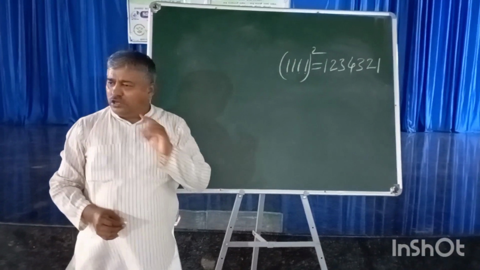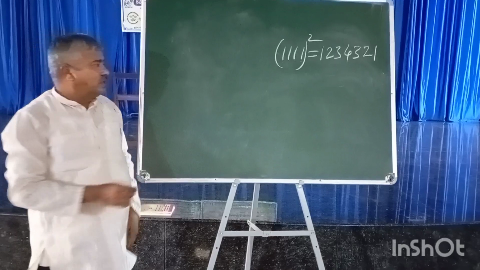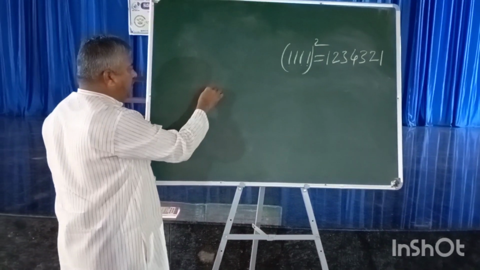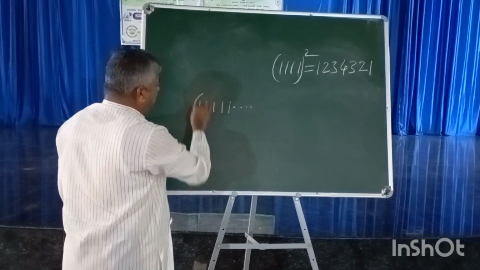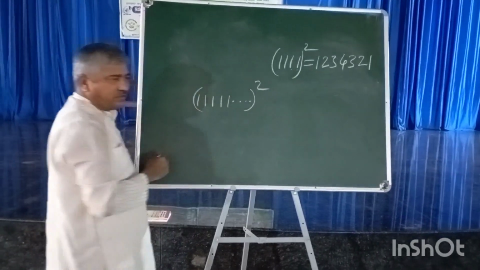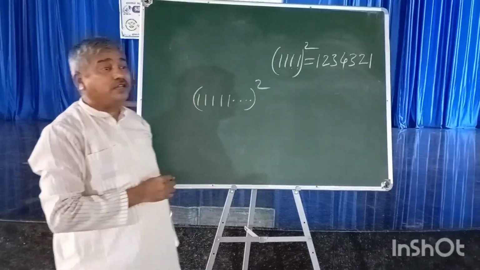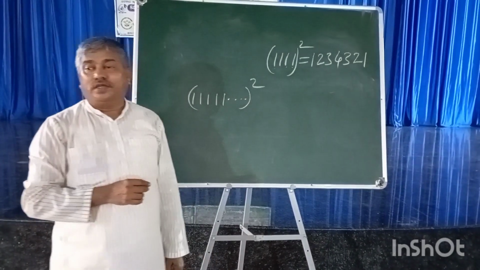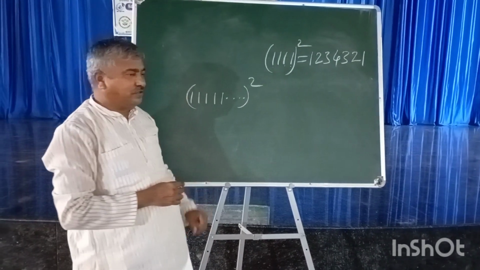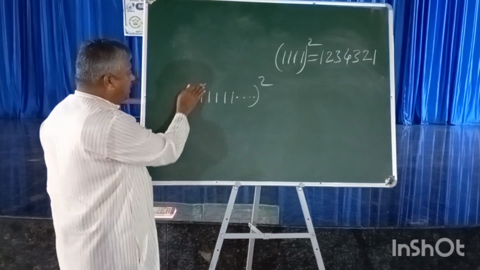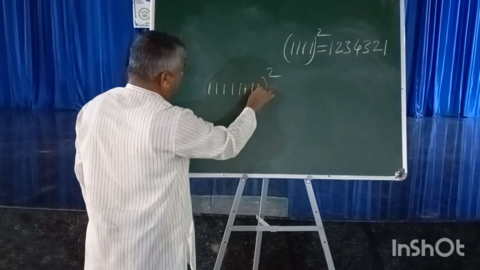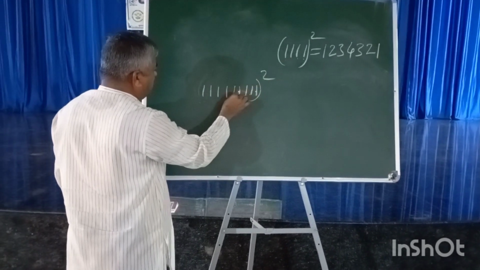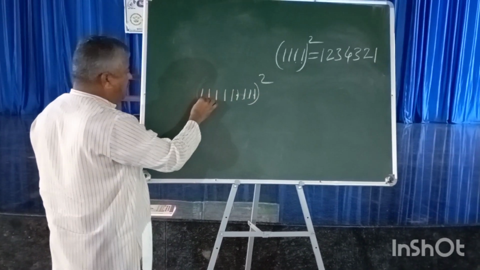Okay, is it clear? Yes, sir. Suppose if there are 11111111, means 8 ones are there. What will be the answer? If there are 8 ones, otherwise let us write here 1 1 1 1 1, 2 3 4 5 6 7 8 9.